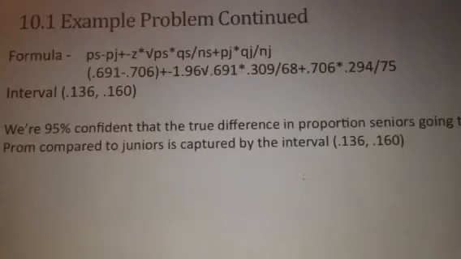So there's the formula for the confidence interval. And the interval comes out to be 0.136 to 0.160. And to conclude, we are 95% confident that the true difference in proportion of seniors going to prom compared to juniors is captured by the interval 0.136 to 0.160.